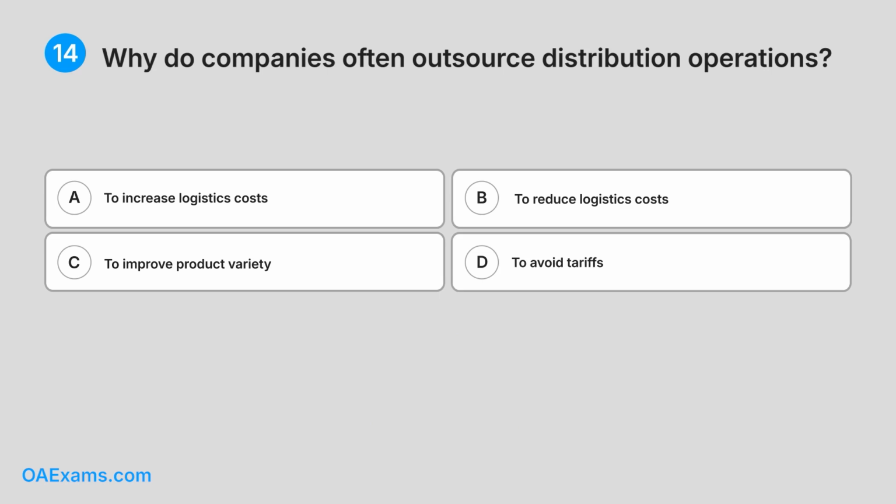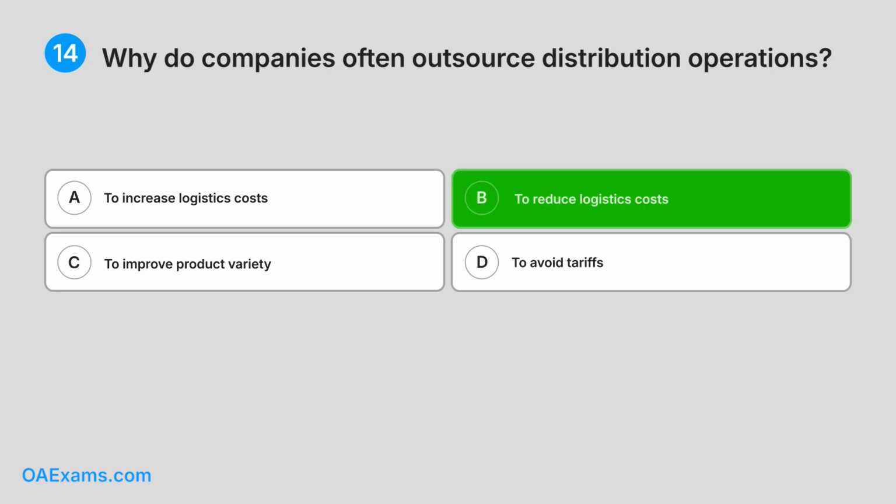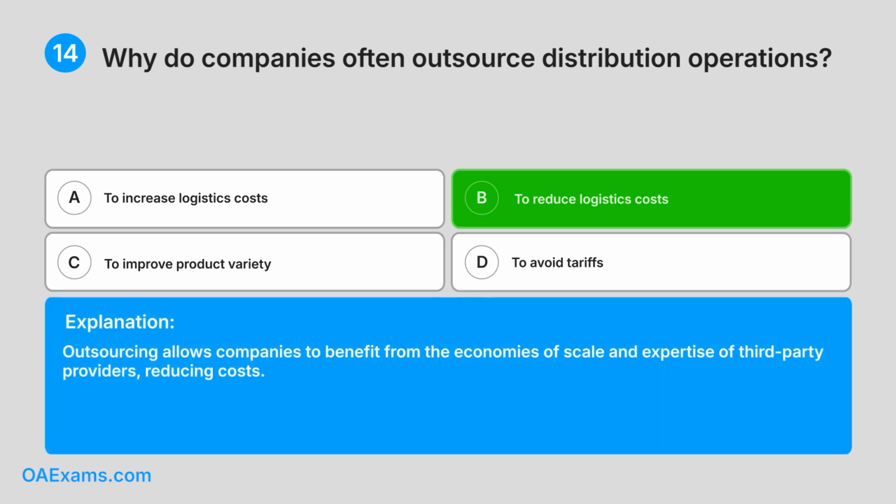Correct answer. B. To reduce logistics costs. Explanation. Outsourcing allows companies to benefit from the economies of scale and expertise of third-party providers, reducing costs.